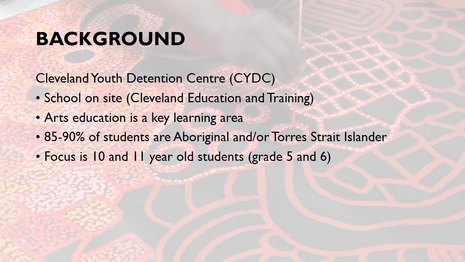On average, 85 to 90% of the young people residing at the centre are of Aboriginal and or Torres Strait Islander descent. I saw this as the perfect opportunity to witness arts education in action amongst my target group of students. Of course, being a future primary school educator, I focused on the 10 and 11-year-old students who'd be in grades 5 and 6.